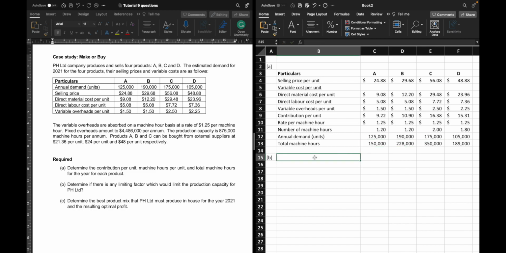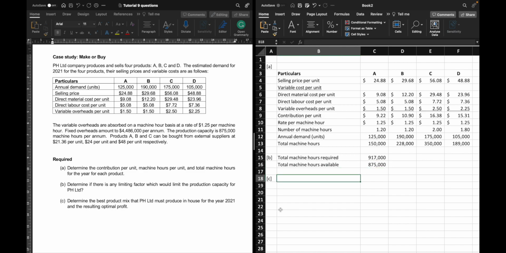Let's move on to requirement B. Determine if there's any limiting factor which would limit the production capacity for PH Limited. Now the total machine hours required to meet the annual demand is 917,000 machine hours. However, the company has a total production capacity of 875,000 machine hours per annum. Since the total machine hours available are less than the total machine hours required in order to meet the demand for the 4 products, this means that the machine hours is the limiting factor.